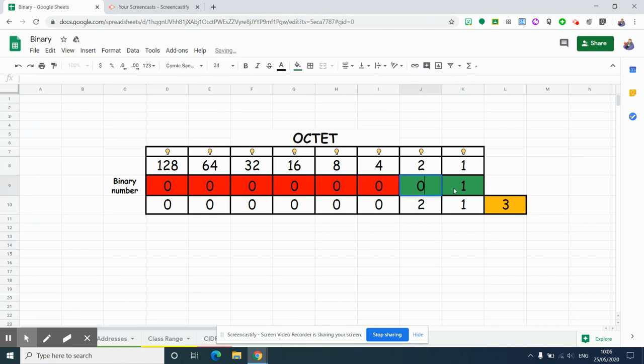Let's try one more. Number 10. So we turn the number 8 on and the number 2 on. So your binary number would be 1, 0, 1, 0, because the 8 is on, the 4 is off, the 2 is on, and the 1 is off. So if we fill all these up, you'll notice that the maximum number we can have is 255, which is the last number in an IP address, which takes us on to our next task.